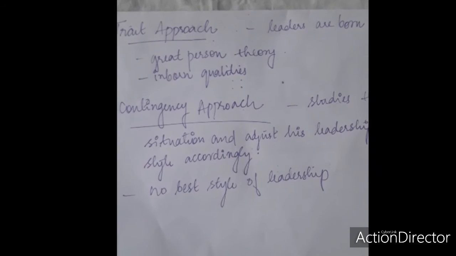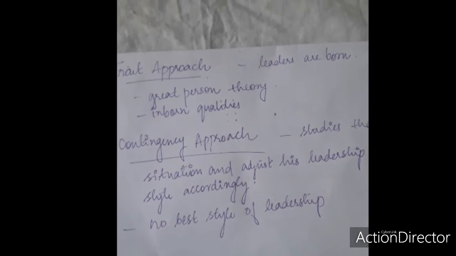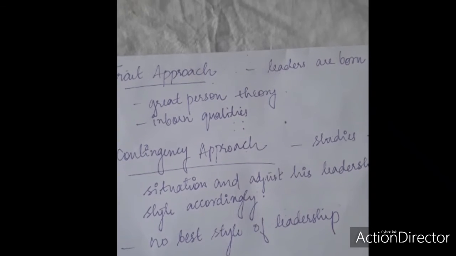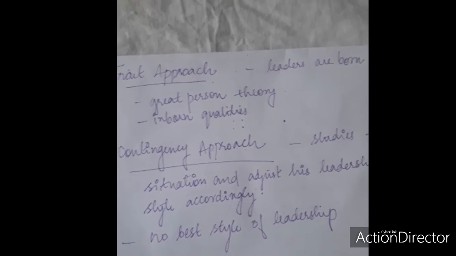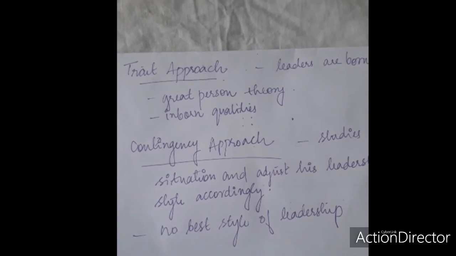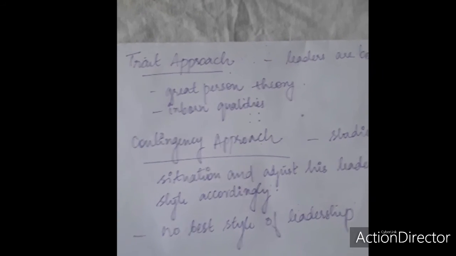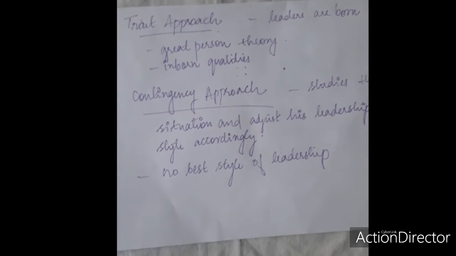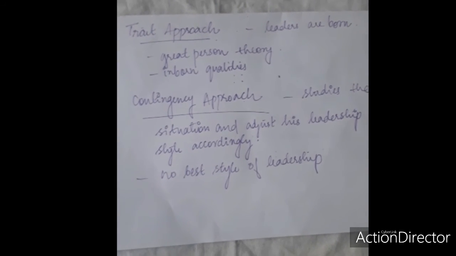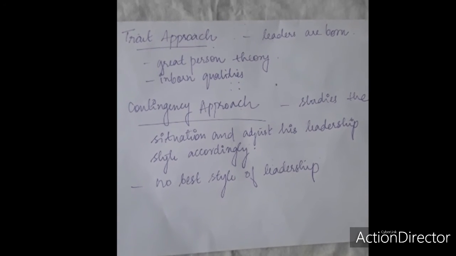So the last question in the question paper of the second series examination is: distinguish between trait approach and contingency approach to leadership. This is a very important question that carries 5 marks. Okay, so many previous papers contain this question. So you have to learn it thoroughly.